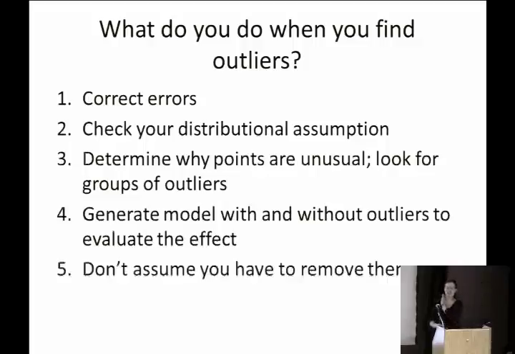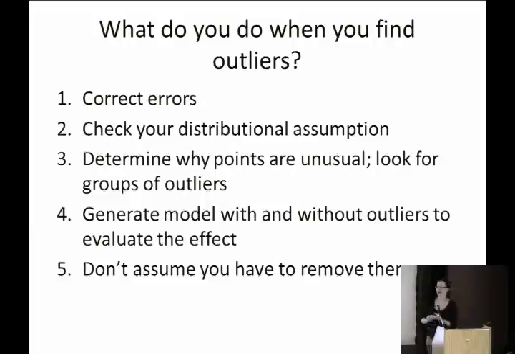Fifthly, don't just assume that you have to remove them. Unusual things happen in real life. There are people who are unusually tall. There are people who are unusually short. There are going to be things that happen probabilistically that are unusual, and that's okay. It's reflecting real life, and taking them out might affect your understanding of real life and might make it slightly incorrect. So don't just assume that it has to happen. If it's not an error, if it's not impossible, you don't have to take it out.